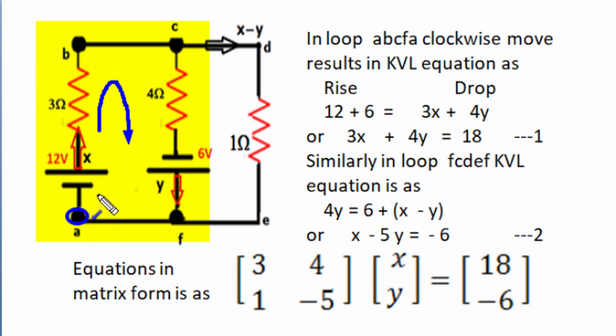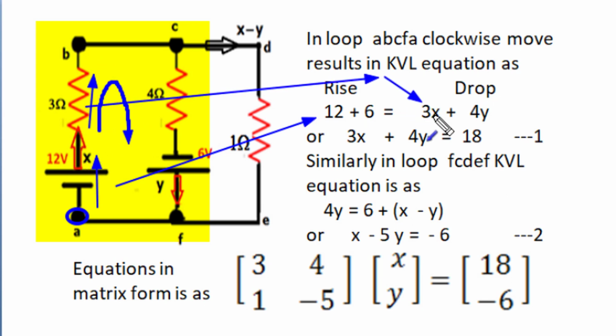So when we cross the 12 volt source, it is low to high, a 12 volt rise. So in the rise column we will place 12. Now across 3 ohm we are moving in the direction of current, from high to low, so it is a 3x drop. So on the drop side we have 3x. Now in 4 ohm we are again moving along the assumed Y current, so 4y is again a drop. And finally, across the 6 volt source, our movement is from low to high, so it's a 6 volt rise. So both voltages are on the rise side and both resistance voltages are on the drop side.